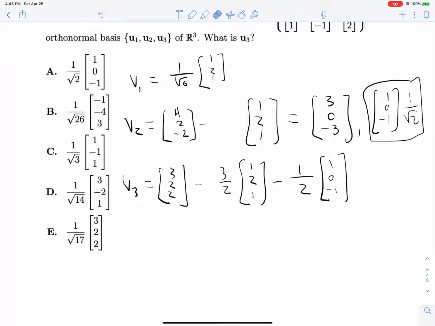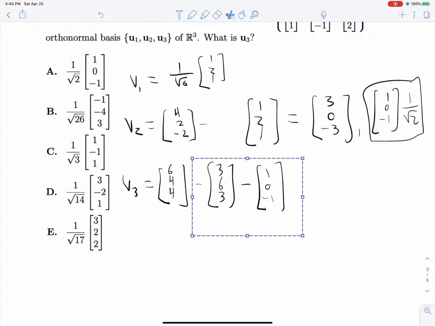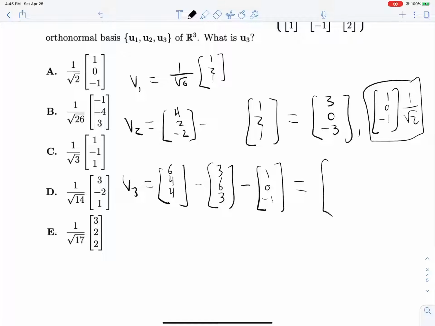Let's multiply all of our vectors by 2. We get 6, 4, 4 here. That gets rid of those denominators. We can make this 3, 6, 3, and that guy just stays the same. So computing our answer, we get 6 minus 3 minus 1 is 2, 4 minus 6 minus 0 is negative 2, 4 minus 3 is 1, plus 1 is 2. We can make this 1, negative 1, 1, times 1 over root 3. And there is our answer.